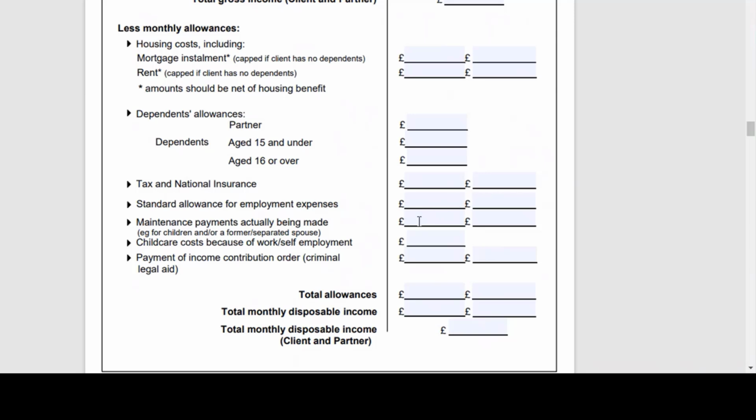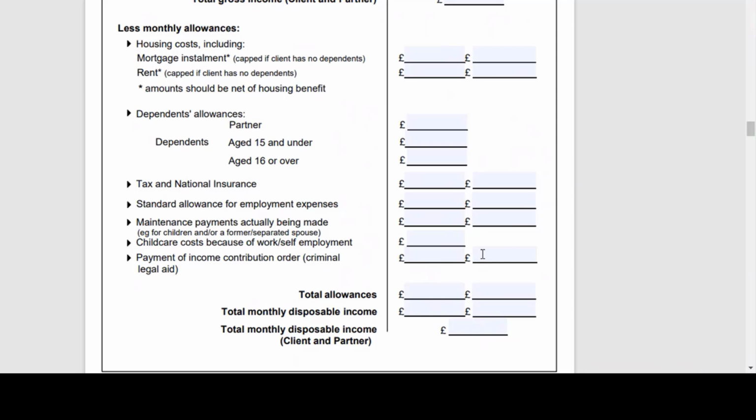You would add in the figures for the maintenance payments that we've already discussed. That's payments that are actually being made on the form, and there's also an option to put the details of costs for childcare costs because of work or self-employment. Again, they are limited to £600 for a full-time equivalent and prorated down for part-time employees. There's also the option to add the details of payments for any income contribution orders for criminal legal aid as well.